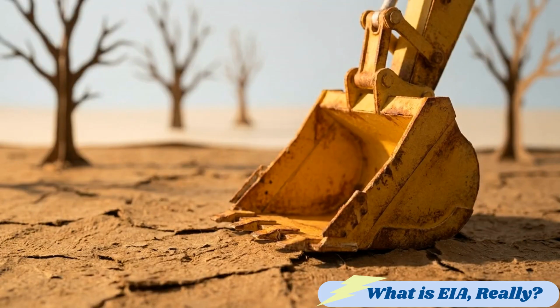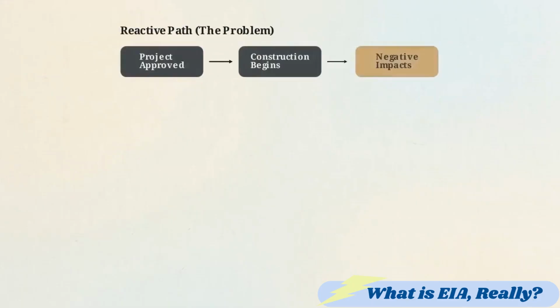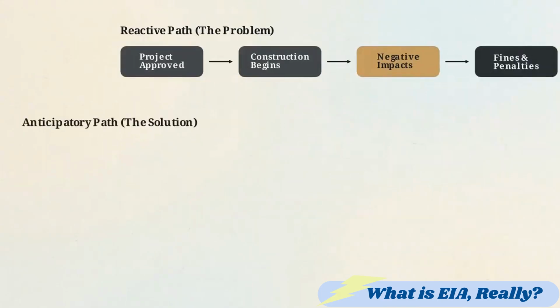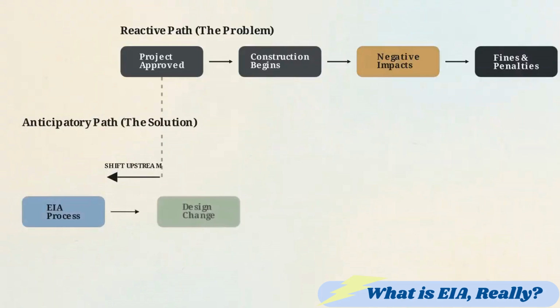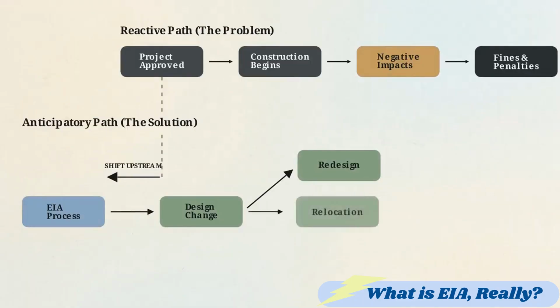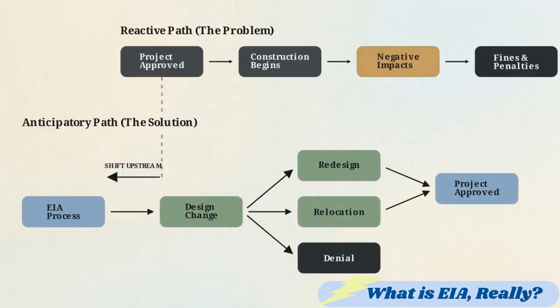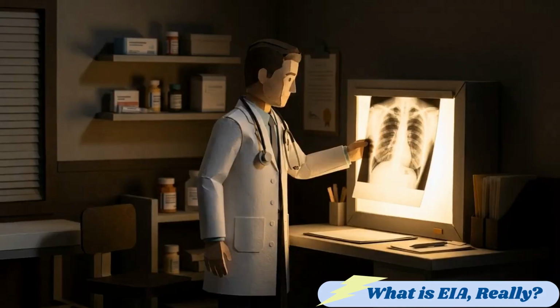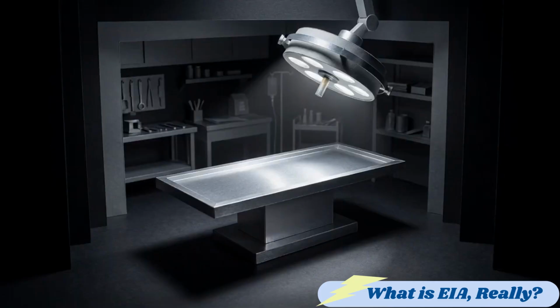This diagram illustrates how EIA corrects the sequence by moving the entire regulatory conversation upstream. Shifting the timeline forward enables different outcomes: changing the plant's physical design, relocating the site entirely, or denying the project before the first foundation is poured. Think of it in medical terms. The assessment is the equivalent of a physician ordering diagnostic tests prior to surgery, rather than conducting an autopsy after the fact.